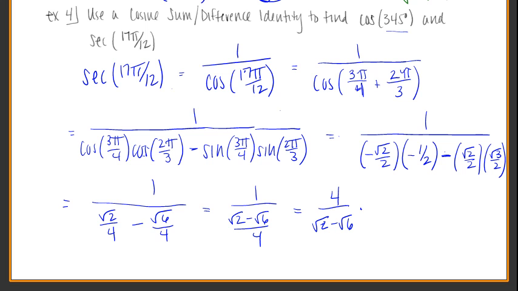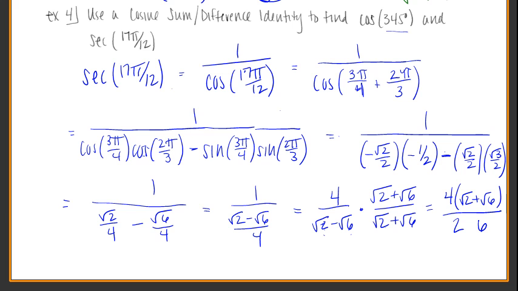Well, in math it's not proper to leave radicals in the bottom, and the way to clear it out when you've got two terms down there in the denominator is to multiply by your conjugate. So the square root of 2 plus the square root of 6 over the square root of 2 plus the square root of 6. Multiplying across the top, I'll write it as 4 times the square root of 2 plus the square root of 6. And when I FOIL the bottom, the square root of 2 times the square root of 2 is 2. The outsides and insides cancel because we did conjugates here. And the square root of 6 times the square root of 6 is 6, with the minus sign in there.